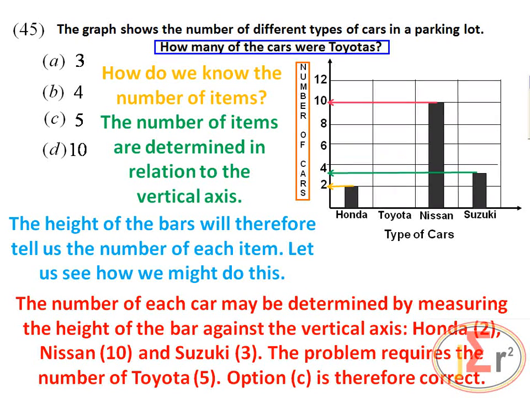Honda 2, Nissan 10, and Suzuki 3. The problem requires the number of Toyotas, which is 5. Option C is therefore correct. See, the height of the bar goes all the way to here. It is halfway between 4 and 6. And what is the number that you will find halfway between 4 and 6, Jerry? 5. Okay, so we are sure that the number of Toyotas is 5.